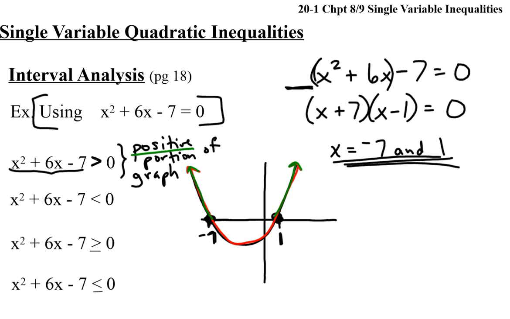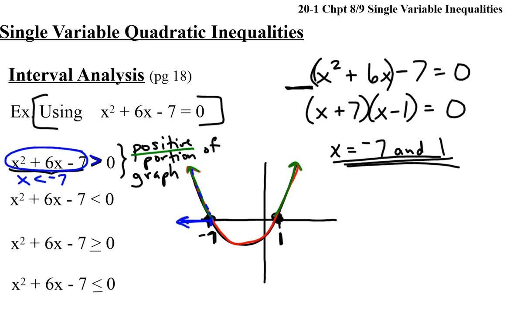In this first case, what part of the graph is greater than 0? Well, greater than 0 occurs from -7 down. For the x values less than -7, the graph is positive there. So x is less than -7. That's where our parabola is positive.